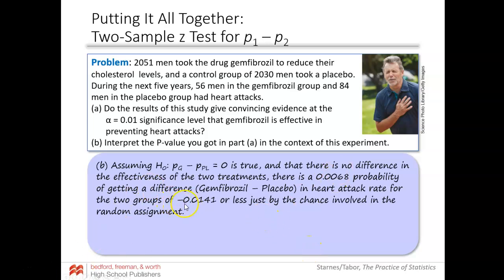But you're going to have a tiny probability of getting that number or less just by chance involved in the random assignment. What they're stating by that is really the definition of an error in your test of significance, that there is technically a chance that we're wrong, but it's pretty small. And we have enough convincing evidence to reject the null hypothesis. And that's where it ties back.